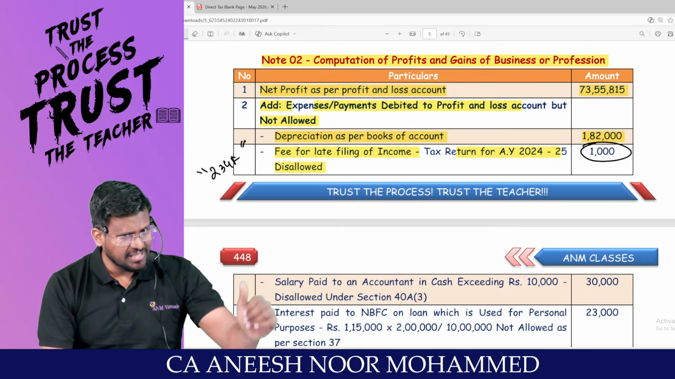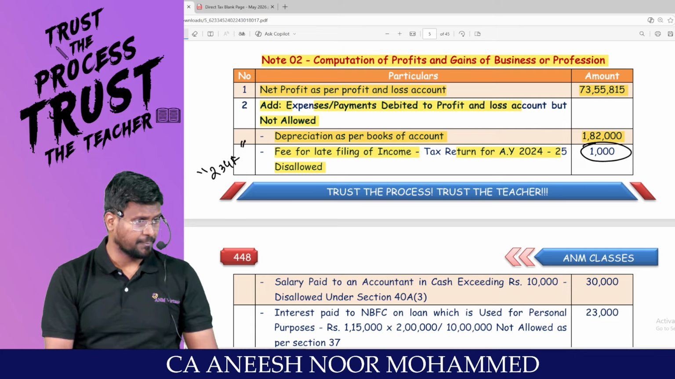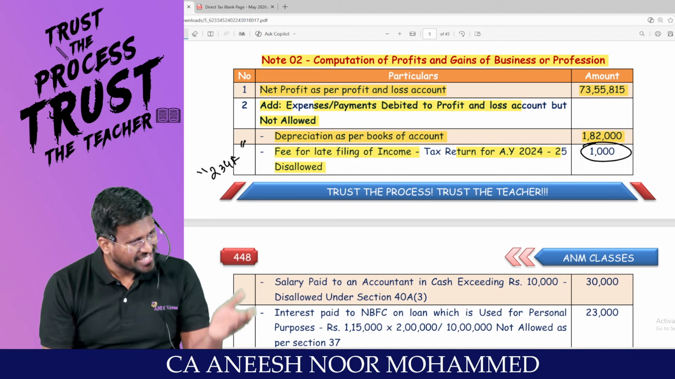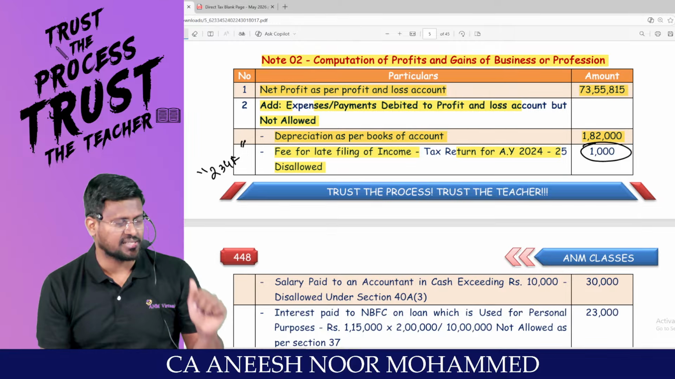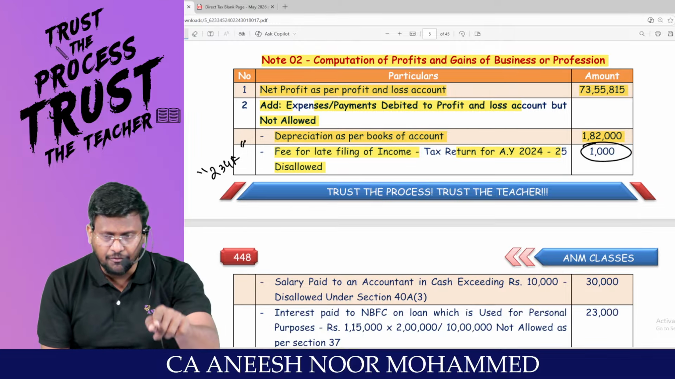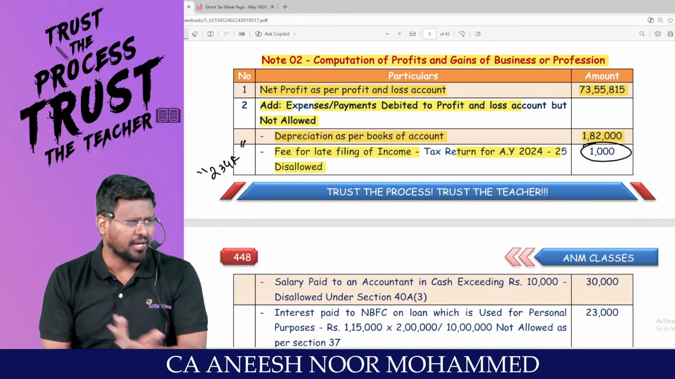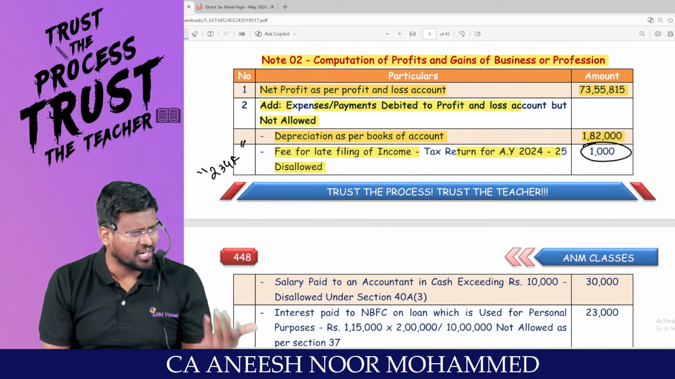Sir, if I pay the salary, then only I can conduct the business. Sir, filing return of income is the procedural aspect of income tax. In income tax, there is a default. For that, you have paid 1,000 rupees. If that has been debited to P&L, how it can be allowed as a reduction under PGBP?